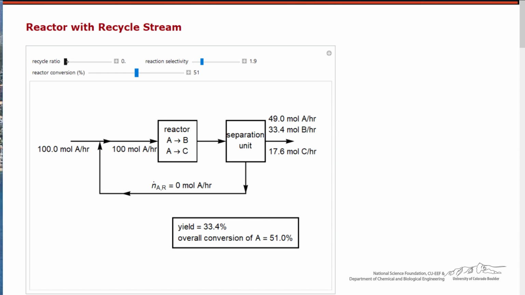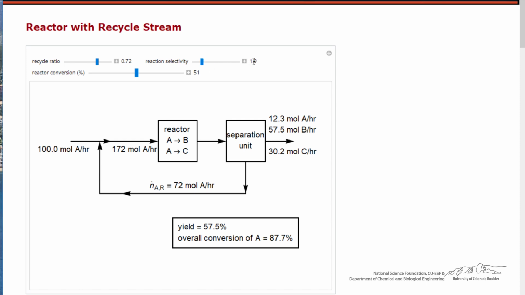Now as I increase the recycle ratio, keep the reactor conversion, in other words, what percent of A entering this reactor is converted to products, keep that at 51%. Notice I increase the overall conversion to 87.8%. A flows through the reactor a second time, and so we convert more of it to B or C.